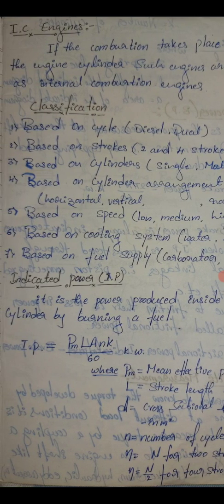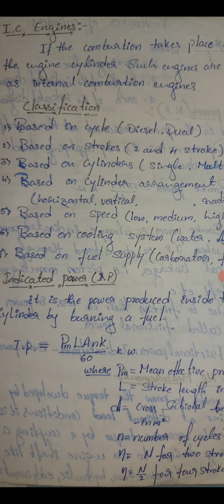What do you mean by a 2-stroke engine and a 4-stroke engine? If the thermal cycle is completed in the movement of the piston in 2 strokes, that is, if you take a vertical cylinder, if the piston moves from top dead center to bottom dead center, that is 1 stroke. And again, if the piston moves from bottom dead center to top dead center, that is another stroke. If within these 2 strokes the thermal cycle is completed, it is called a 2-stroke engine.